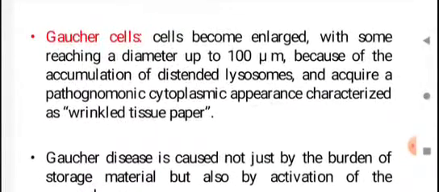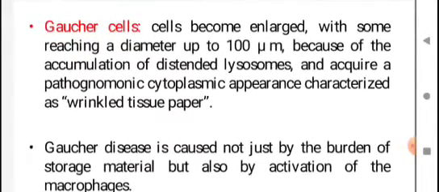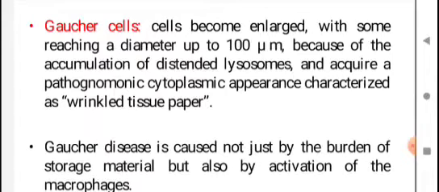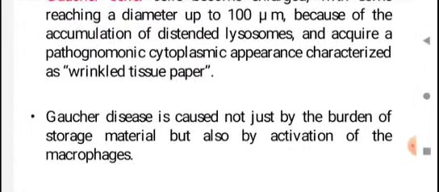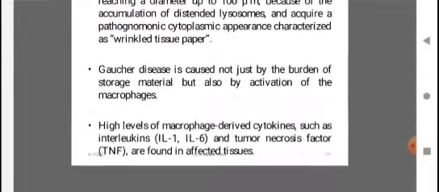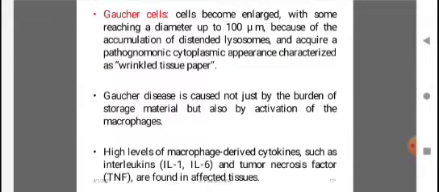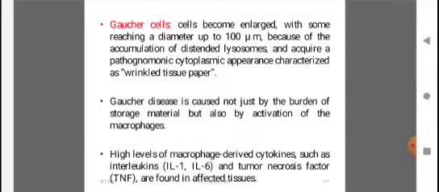Gaucher cell. So cells become enlarged with some reaching up to diameter of 100 micrometer because of the accumulation of the distended lysosomes and acquire a pathognomonic cytoplasmic appearance characterized as a wrinkled tissue paper appearance. So this is the pathognomonic of Gaucher disease. Gaucher disease is caused not just by burden of storage material but also by activation of the macrophages. High level of the macrophage derived cytokines such as interleukin 1, 6 and tumor necrosis factors are found in affected tissue.